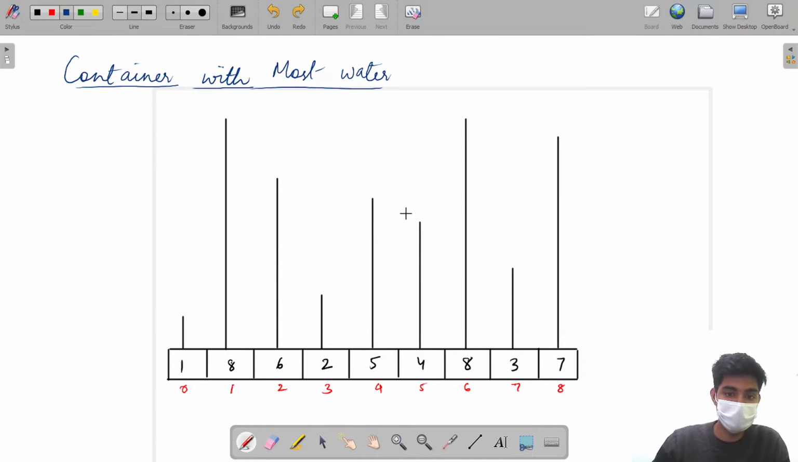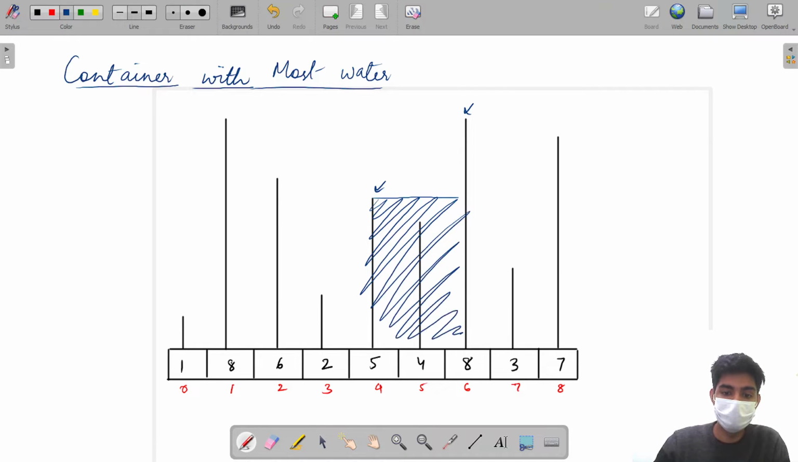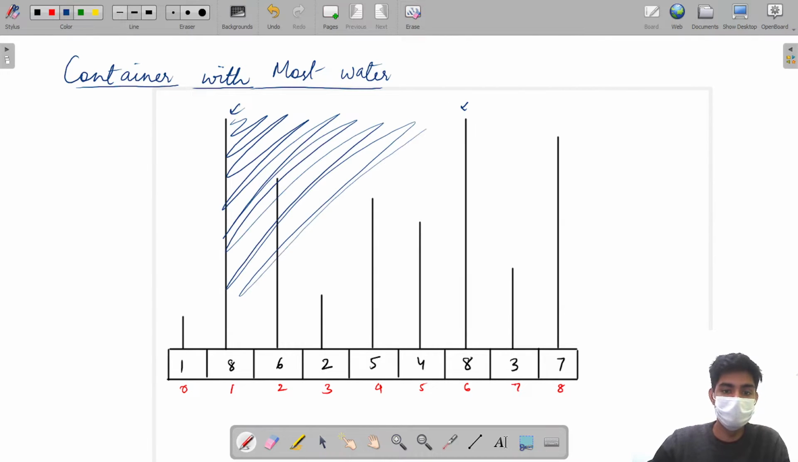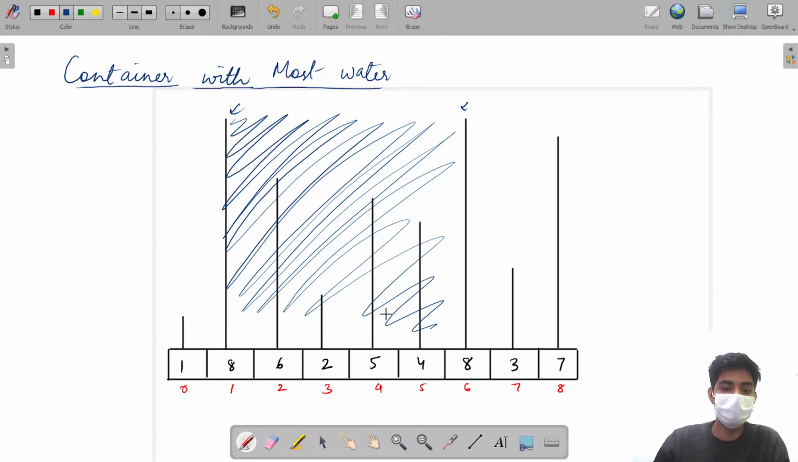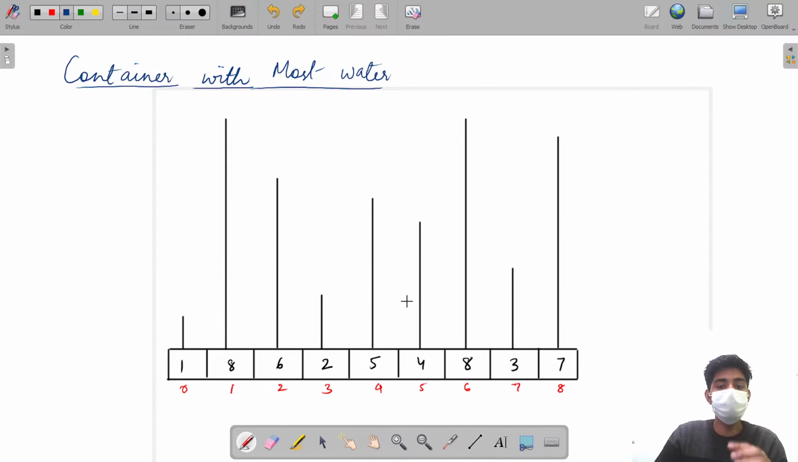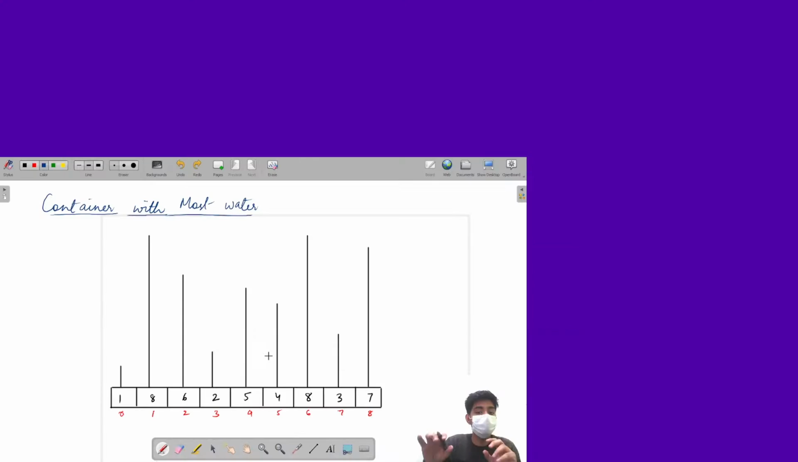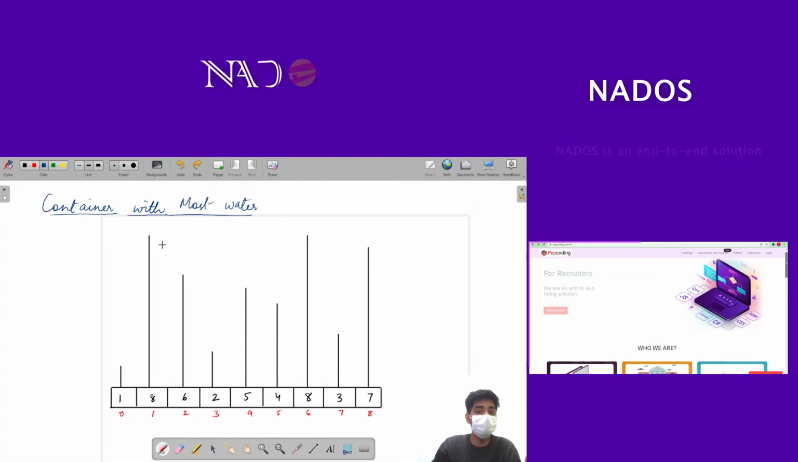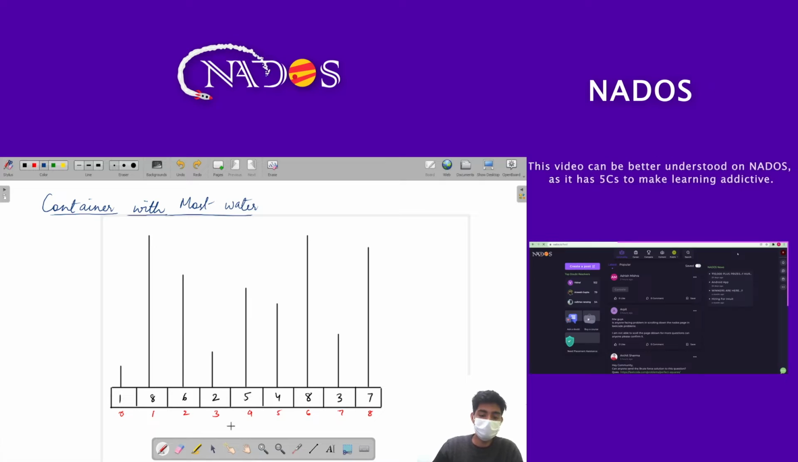Similarly, if I choose, let's say, this line and this line, then I can fill it till this point. If I choose this line and this line, then I can fill it till here. Something like this. So I need to find the maximum amount of water which I can store in such a container, or the maximum area of that container.